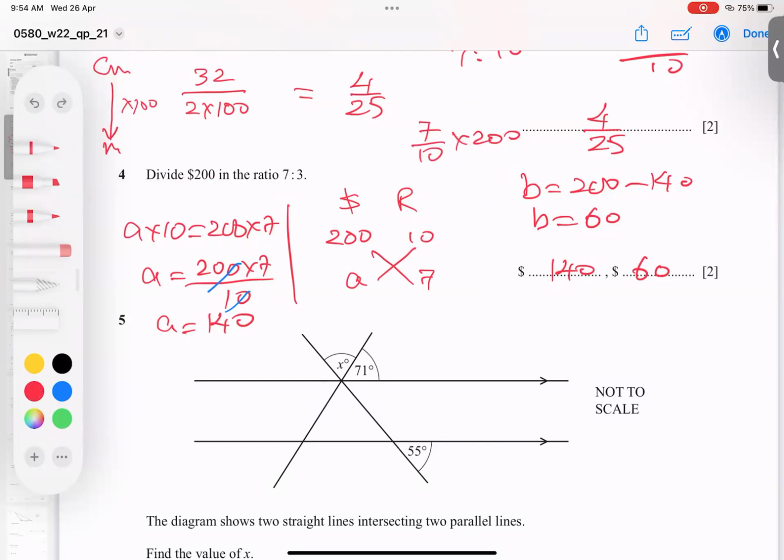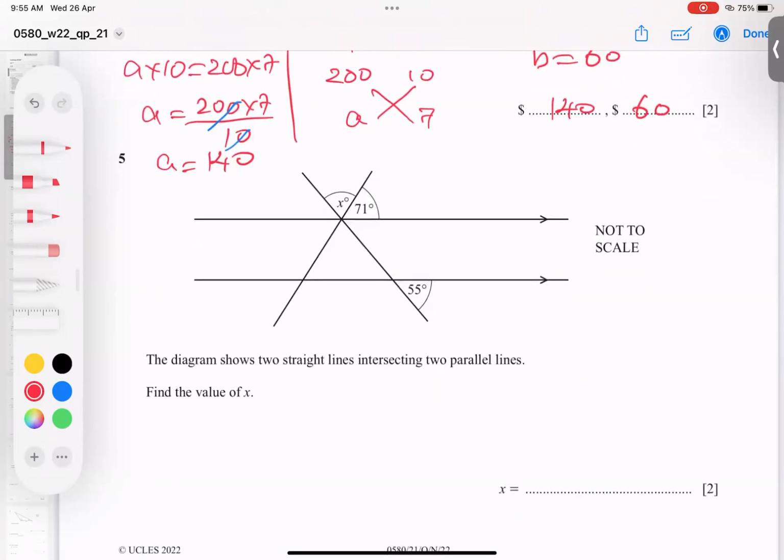So I think some students try this way. I hope both points are clear. Let's go for the next question. He's asking how to find X. So here I will just explain the concept.